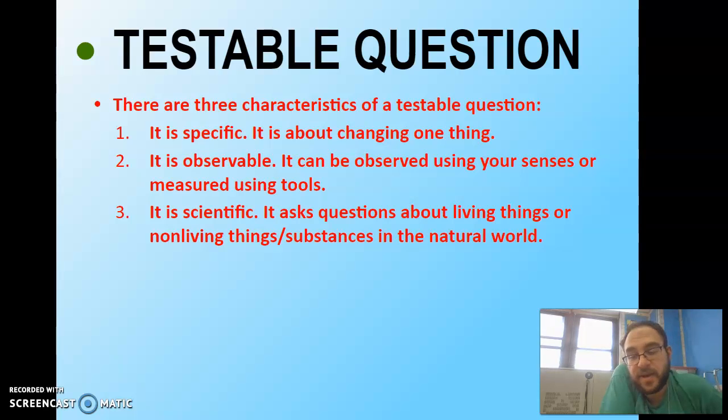Is it specific? There has to be one thing that we're changing. I can't ask a generalized question like, how do I get a stain out of my shirt? I have to be more specific because there's too many things when I say, how do we get a stain out of my shirt, that I could possibly be testing. I want to be more specific. Maybe like if I use a Tide stick to remove a stain, is that the best option?